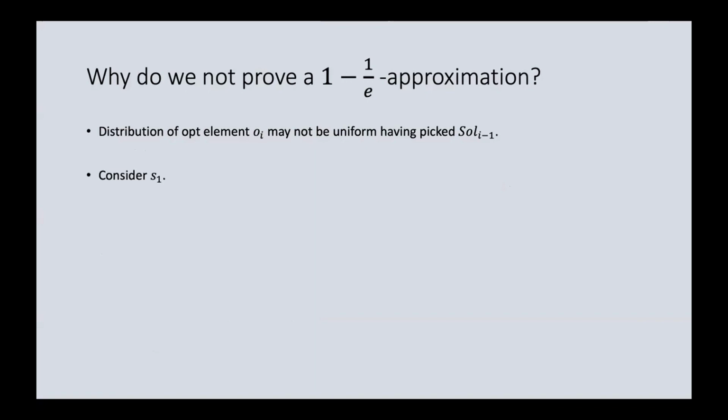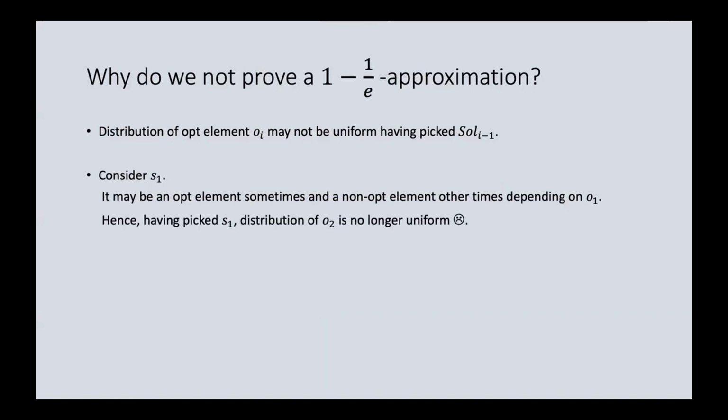To see this, consider the first element picked by a solution sol, that is S1. Well, it may be an opt element sometimes and a non-opt element some other times, depending on the opt element that comes in the first opt slot. Due to this fact, having picked S1, the distribution of the opt element that arrives in the second opt slot is no longer uniform. And this leads to correlations which get only more nasty as the value of k increases, and we are unable to deal with these correlations.